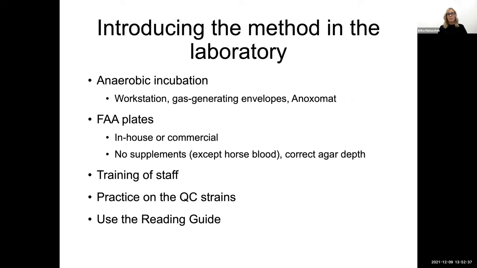And if you buy commercial FAA plates, you should make sure that there are no other supplements or additives except from the horse blood. You need to do some training of staff, both in theory and in practical work. And we strongly recommend you to start with practicing on the QC strains. And if you can get the results for the QC strains correct, you will most likely also get accurate results for your clinical isolates. And we advise you to use the reading guide to guide you on how to read zone diameters. This can sometimes be difficult when introducing the method.